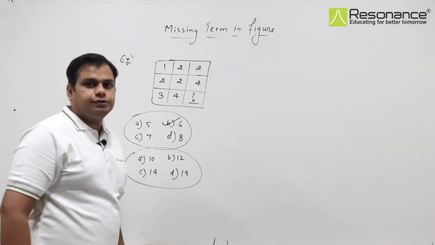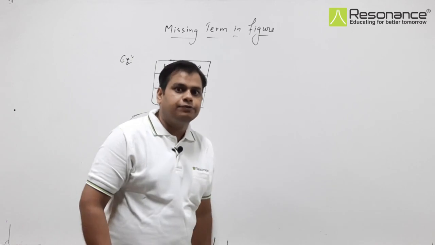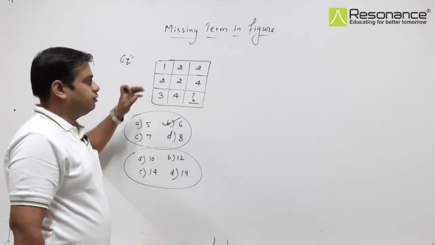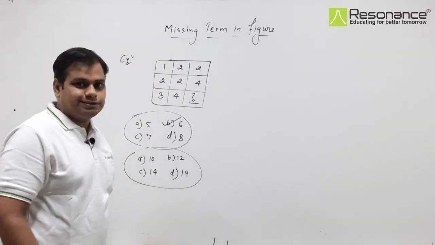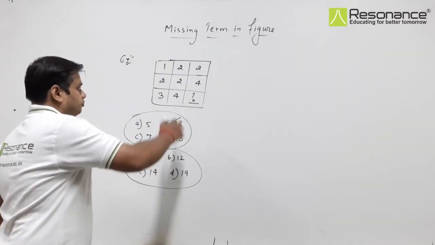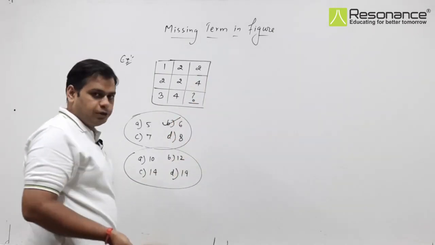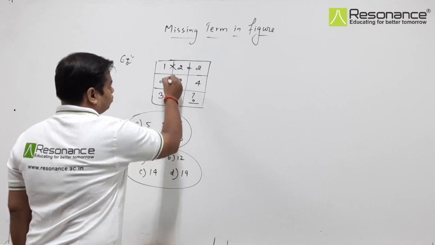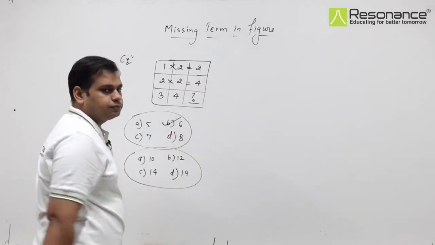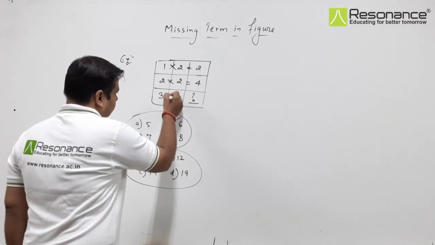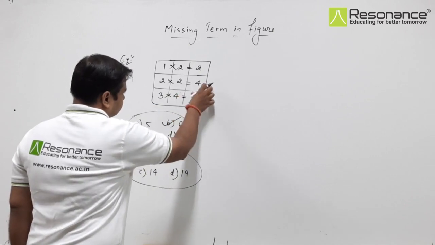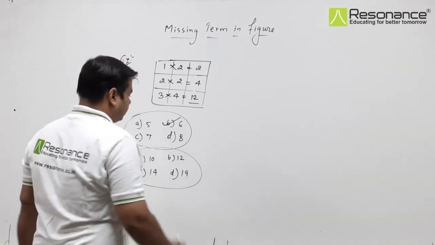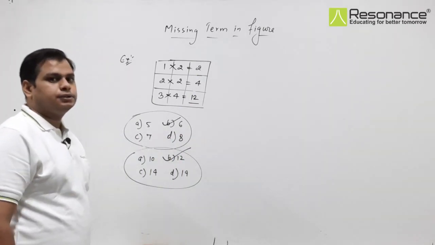We have to change our way of thinking. If column wise is not applying the logic, then we have to check if row wise the logic is applying. Maybe from row wise the answer will be different. 1 multiplied by 2 is 2, 2 multiplied by 2 is 4, and 3 multiplied by 4 is 12. So according to that 12 is the correct answer.